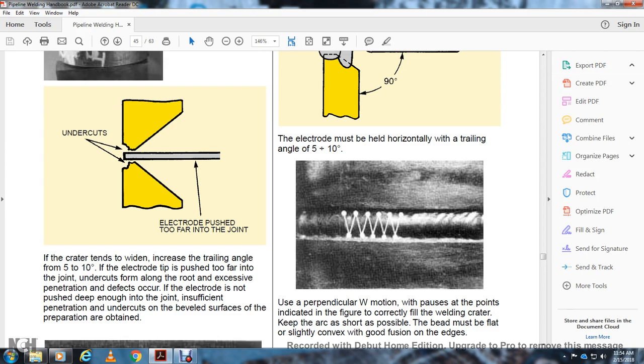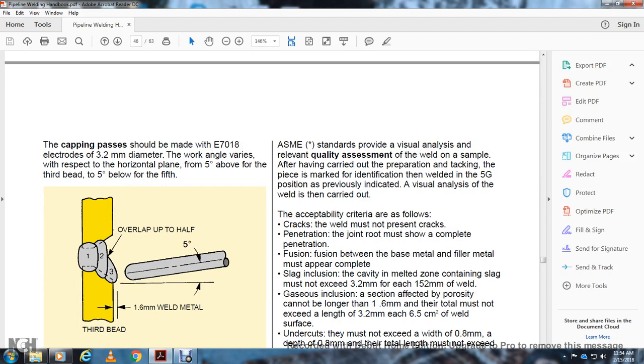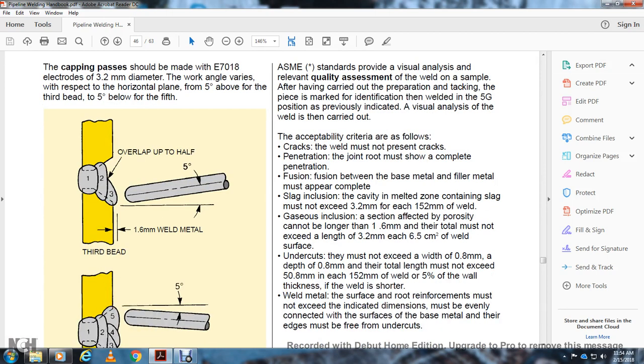The spots of the bead must be flat and slightly convex with good fusion on the edges. The capping pass should be made with the E7018 electrode, 3.2 diameter. The working angle varies with respect to the horizontal plane: 5 degrees above the bead for the third bead, and 5 degrees below for the fifth bead.